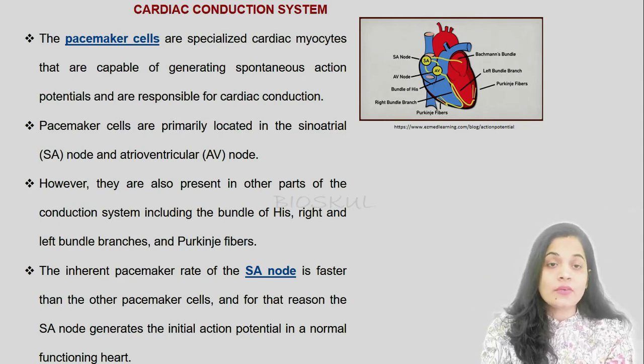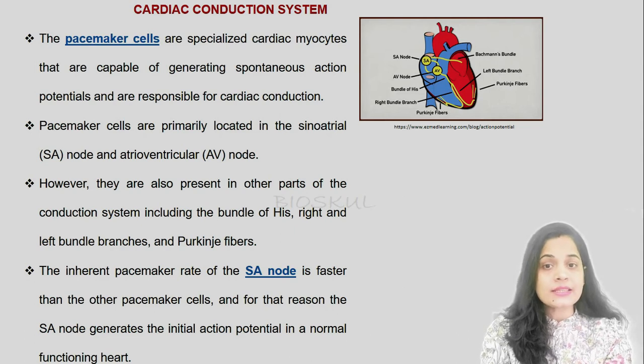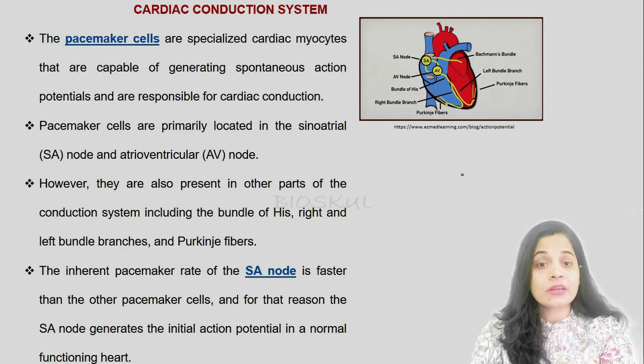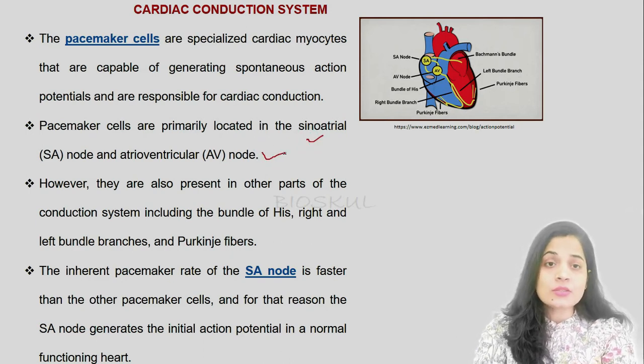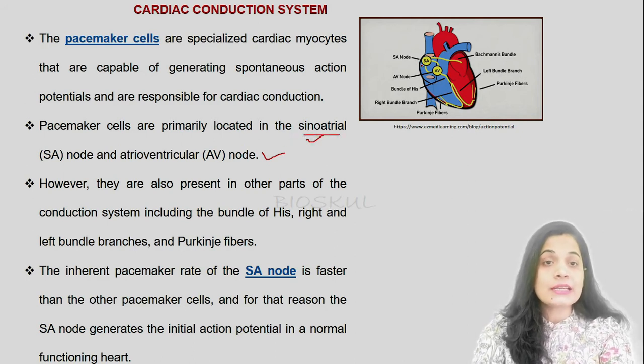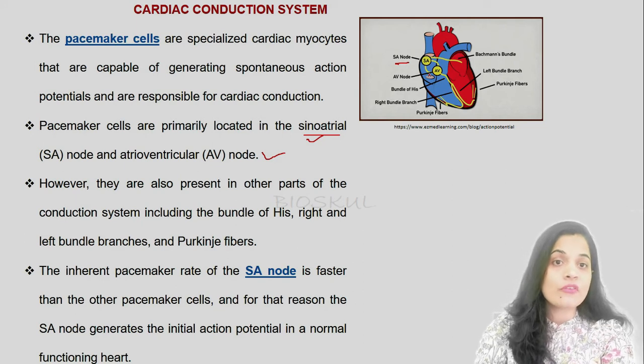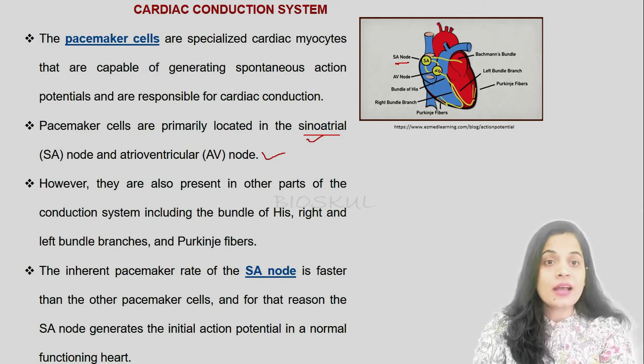So now we'll see where these pacemaker cells are present. The primary locations are the sinoatrial node and the atrioventricular node. The sinoatrial node, or SA node, is present in the upper part of the right atrium. And the AV node, or atrioventricular node, is present at the floor of the right atrium near the interatrial septum.